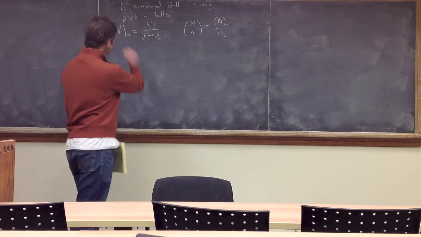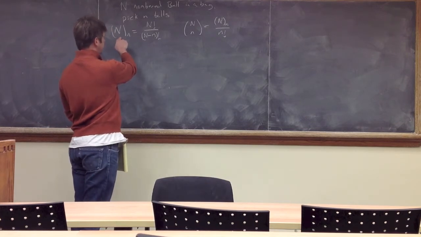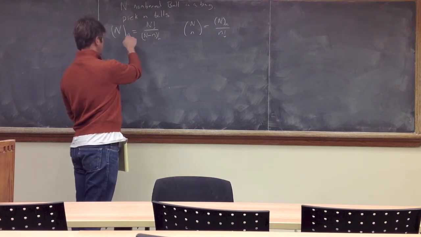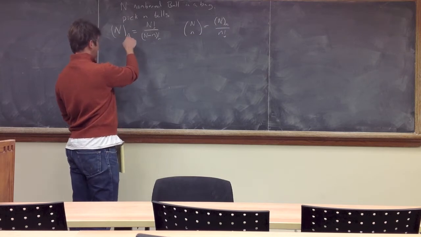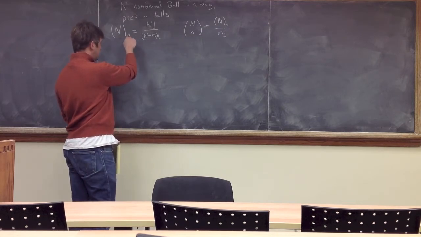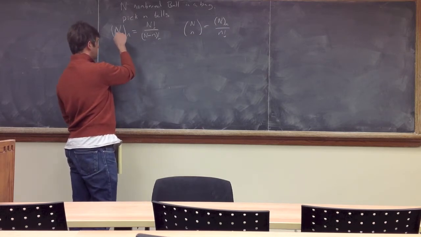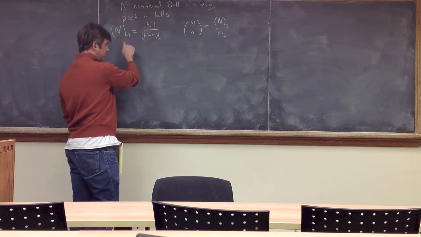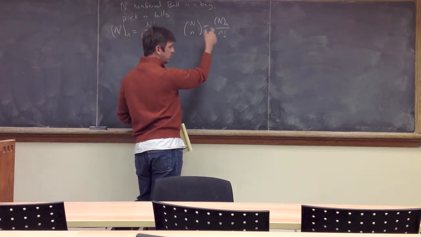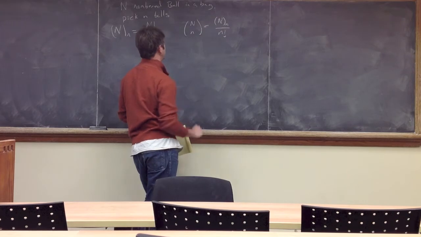Okay, so now I've rewritten up what we just talked about. This is the ways that I can choose little n balls from a collection of big N balls where order matters. And then this is the possible ways to choose it when ordering doesn't matter.